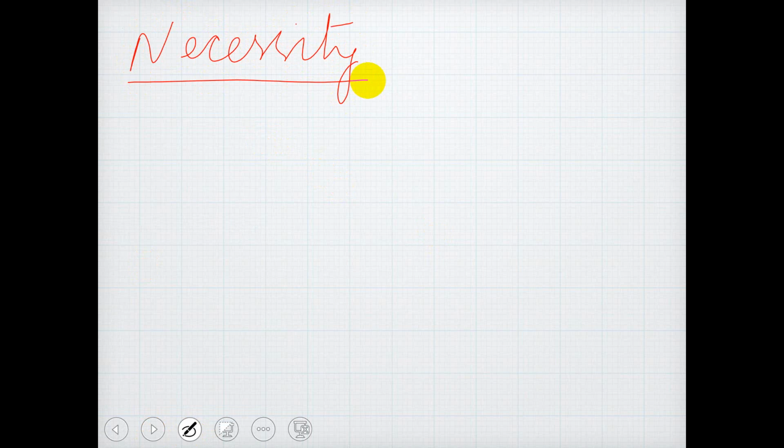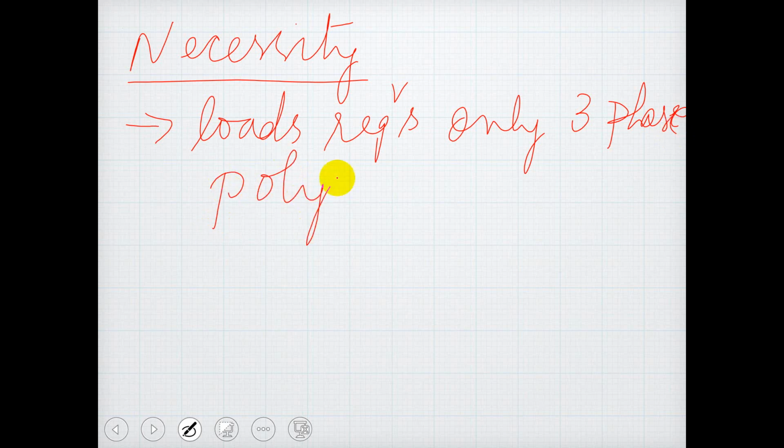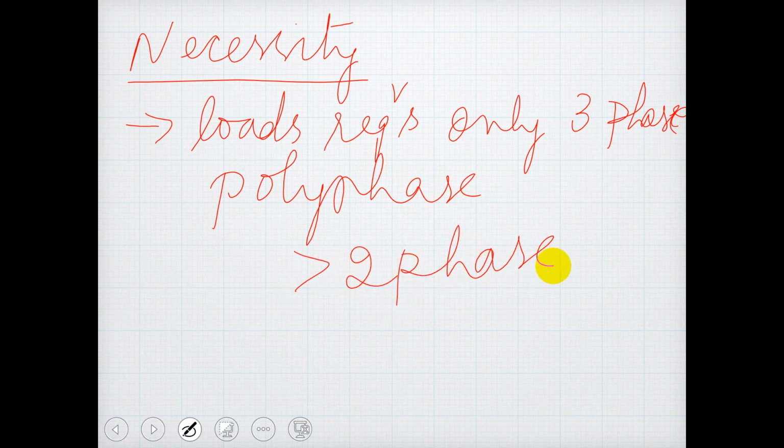If you want to talk about the necessity of three phase, there are certain loads which require only three phase. Most of the machines we use in the industries run on three phase, so on a polyphase supply. Polyphase refers here to more than two phase; greater than or equal to two phase, we refer to that as a polyphase system.